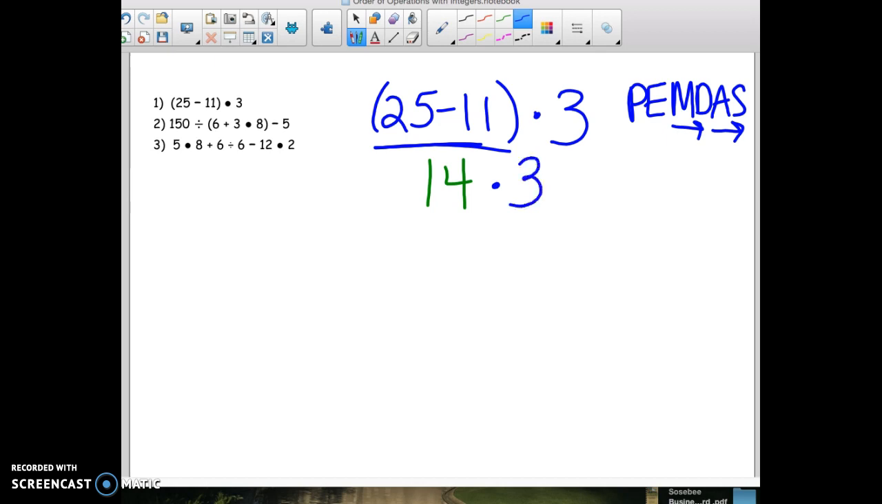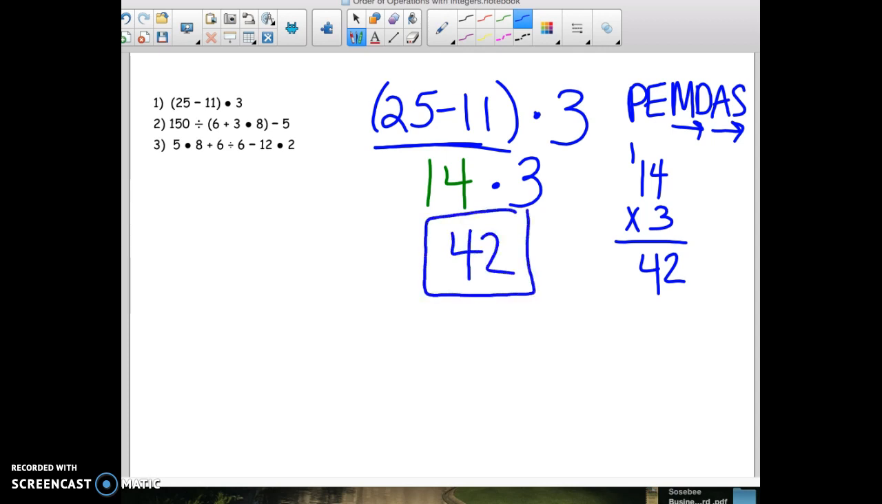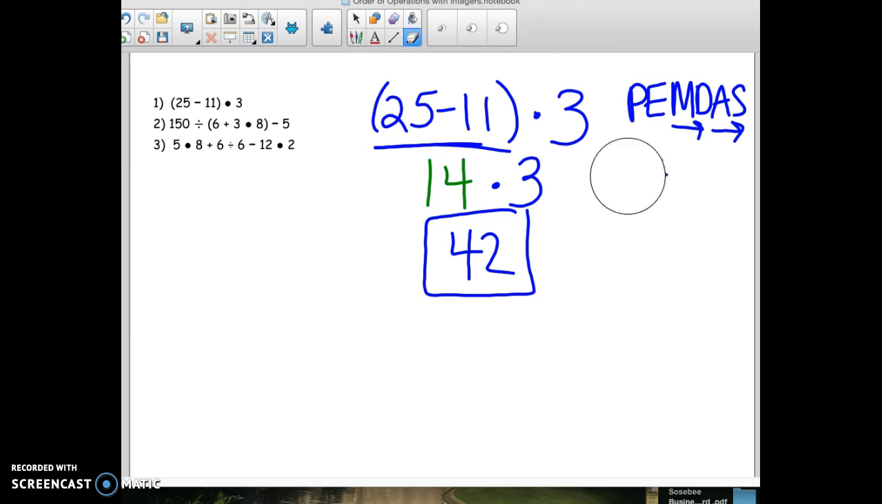In order to do this, we actually have to multiply. So don't just try to do it in your head or guess. You actually have to multiply. 14 times 3, so 3 times 4 is 12. Carry your 1. 3 times 1 is 3, plus 1 is 4. So that is positive 42. You just have to make sure that you solve using your order of operations.